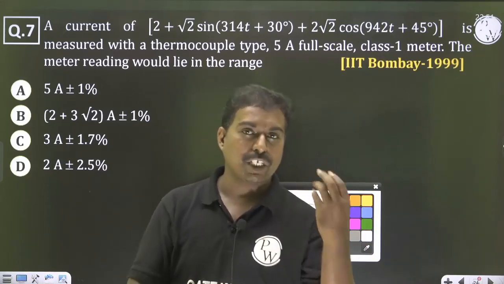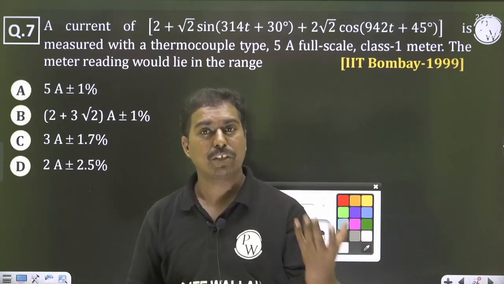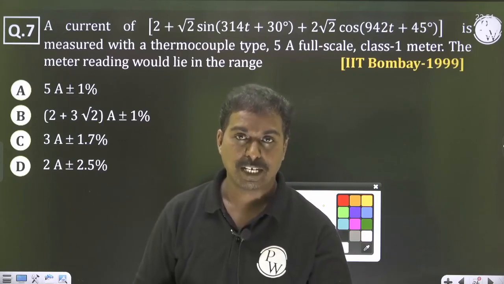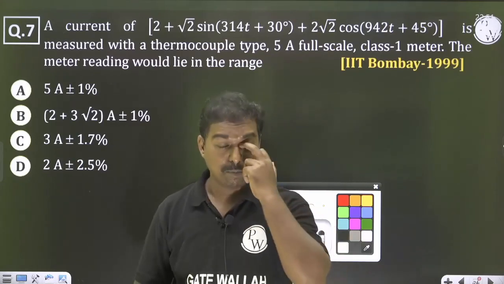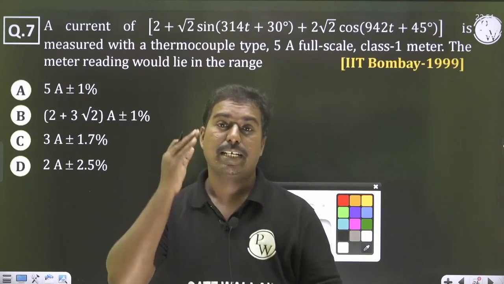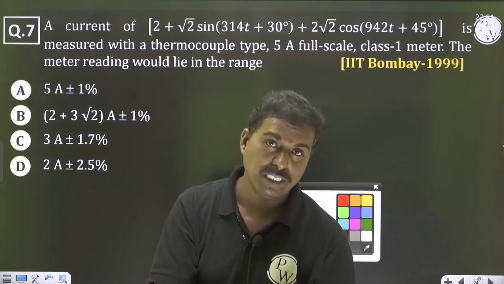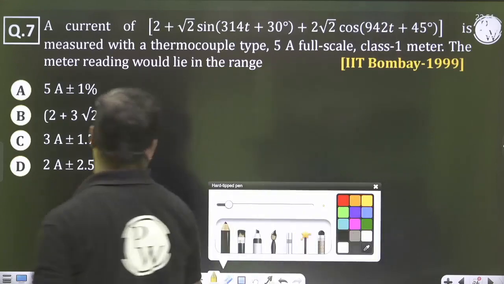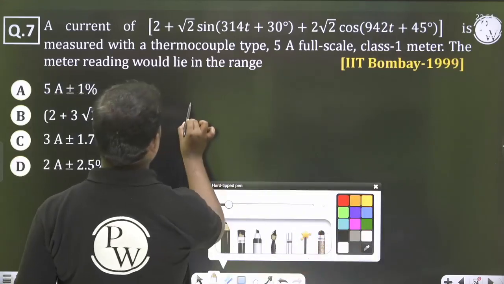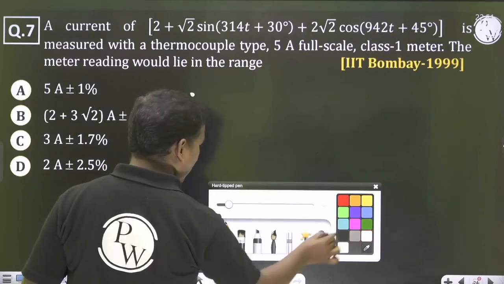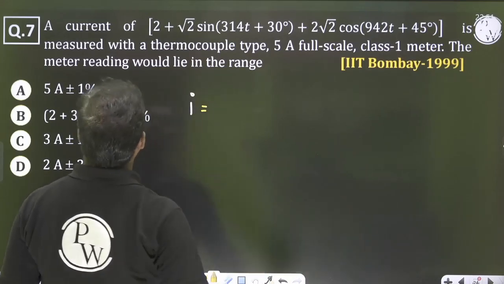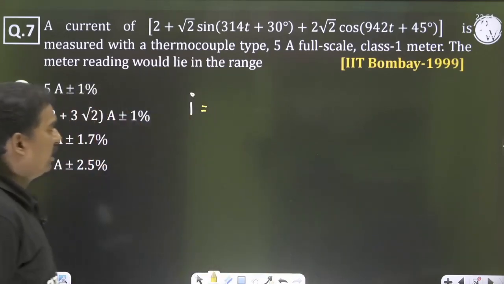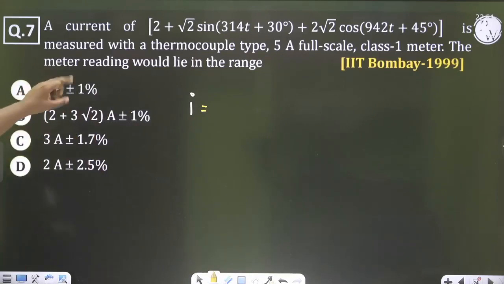There will be errors with respect to instrument level, errors at the conceptual level, errors with respect to the energy meter, errors with respect to moving iron and dynamometer instruments. Every instrument is having errors. What is this? A current of how much is shown? I think it is asking for the RMS current. A current of 2 plus root 2 sine of 314t plus 30 degrees. Oh, no problem.